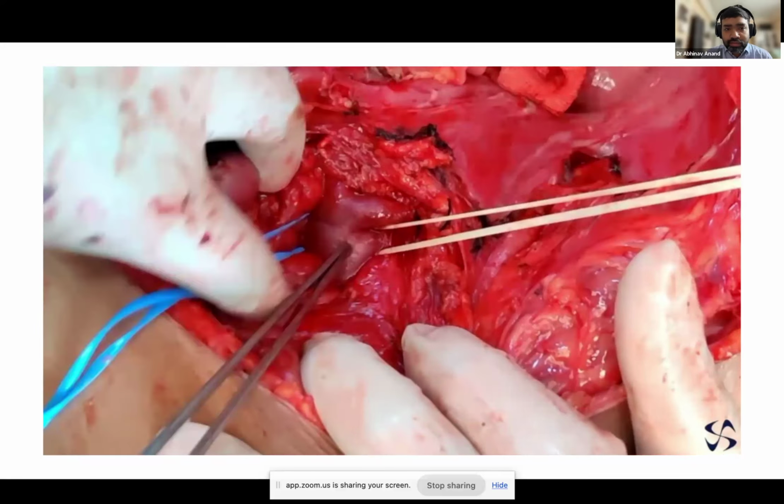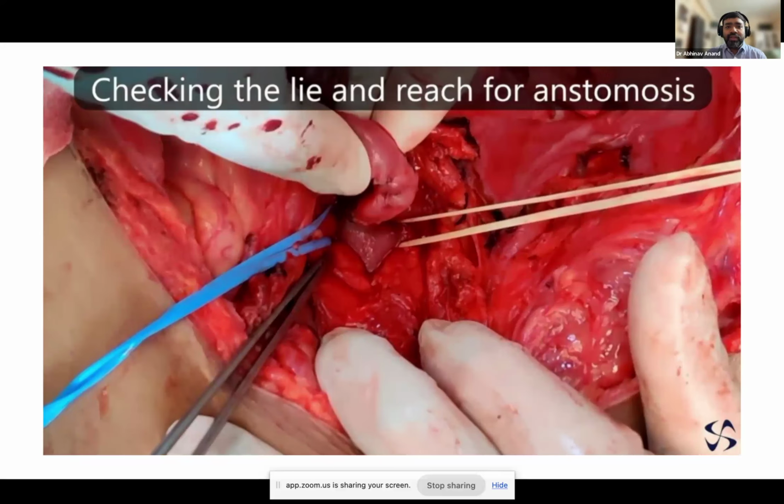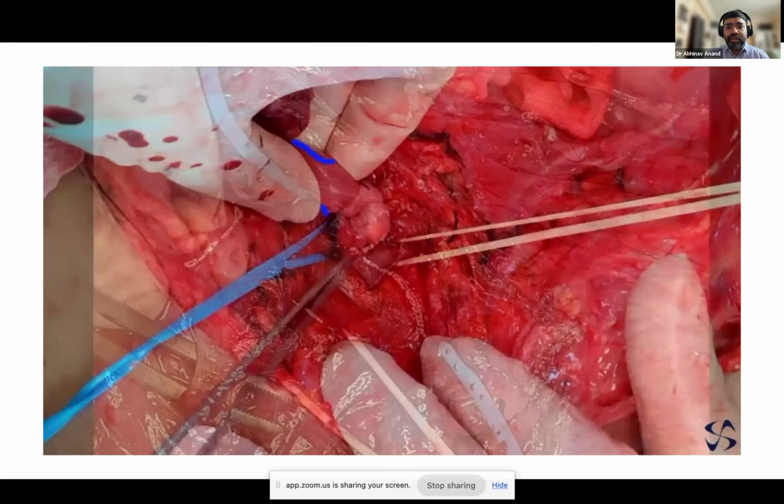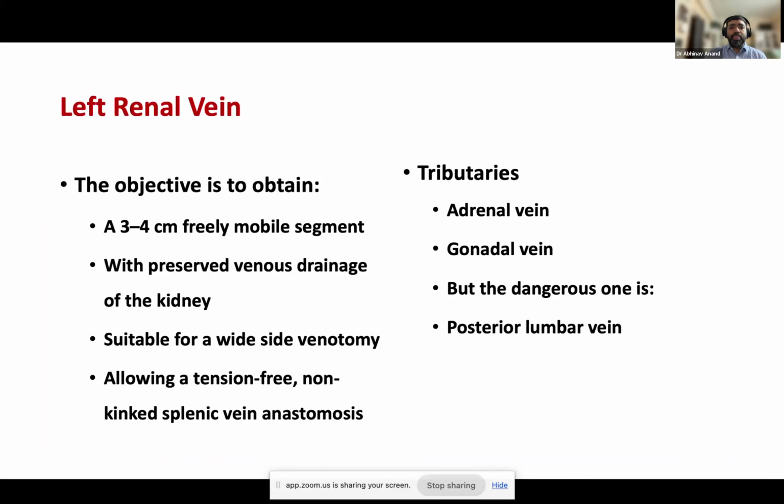So here we can see the left renal vein and the splenic vein line. It is coming nicely without tension.